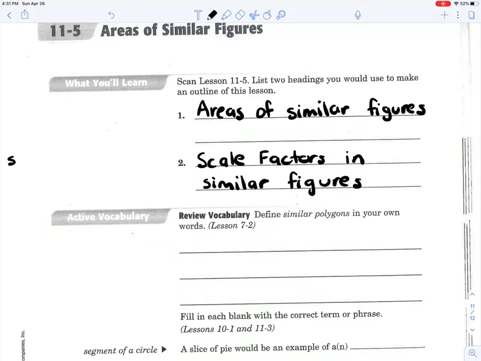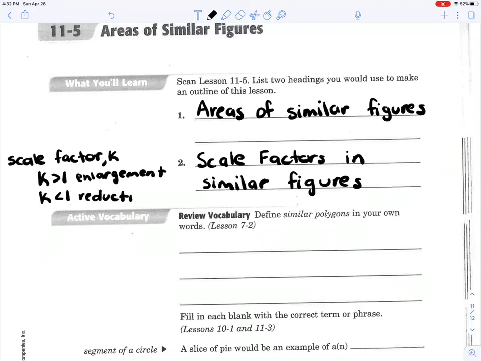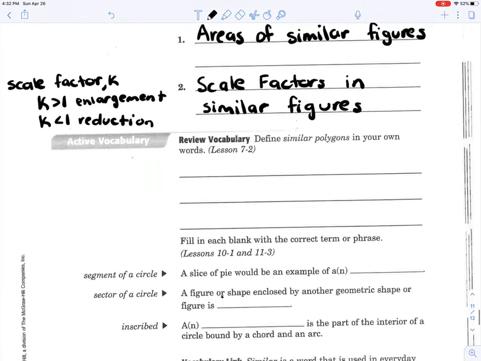So we might note that we had before scale factor was represented by the letter K. We said if our K was bigger than 1, it was an enlargement. And if our K was smaller than 1, it was a reduction. And we found that K by making a fraction or a ratio of the corresponding sides, which we're going to do in some of these examples again. So part of this should feel a little bit like review.